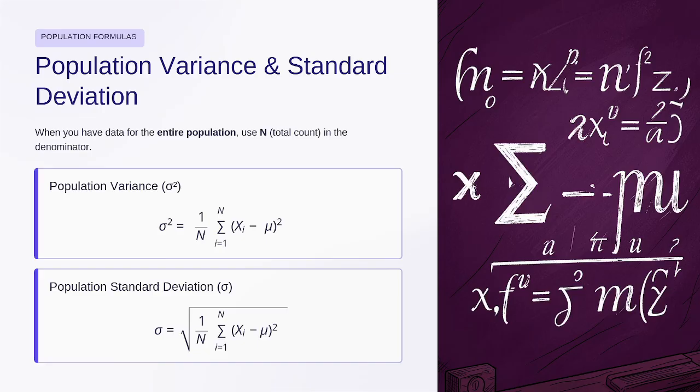Now, population variance and standard deviation. Let us learn the formula. When we have data from the entire population, we use N in the denominator. So, the population variance is sigma squared equals 1 by N, summation i equals 1 to N, x i minus mu, whole squared, where sigma squared is population variance, x i is each value, mu is the mean, capital N is the number of observations. So population standard deviation is sigma equals square root of 1 by N summation i equals 1 to N x i minus mu whole squared. Simply take the square root of variance.